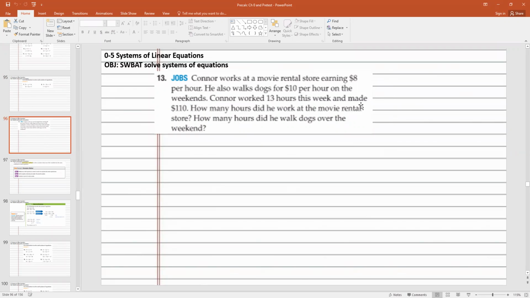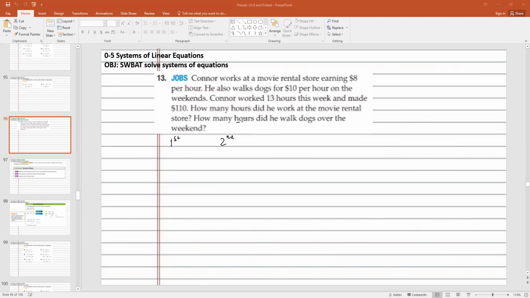Okay, in this case, Connor works at a movie rental store earning $8 per hour. Okay, so thing number one. So you have the first one, and you have the second one. He also walks dogs for $10 per hour on the weekend. So that's the second thing. And notice how it keeps saying per hour. Per hour on the weekends. Connor worked 13 hours this week and made $110. So how many hours did he work at the movie rental store? How many hours did he walk dogs over the weekend?